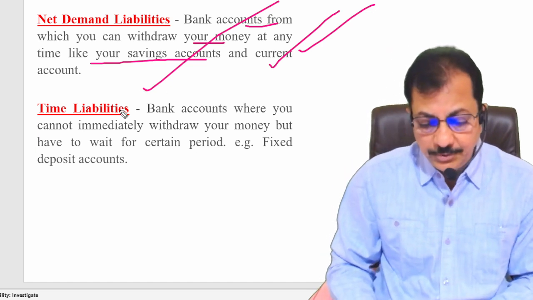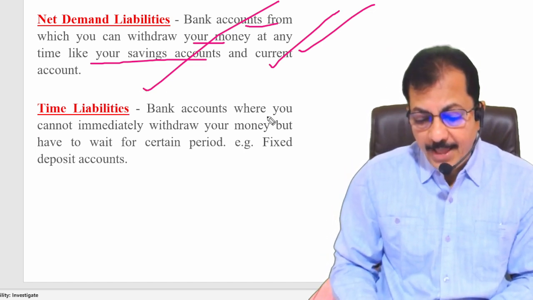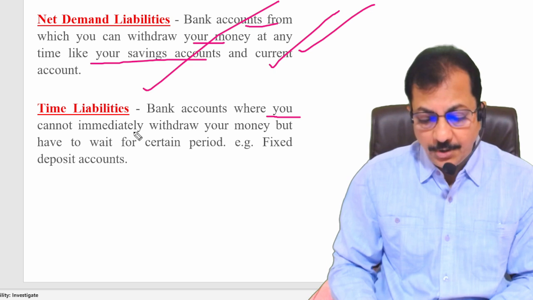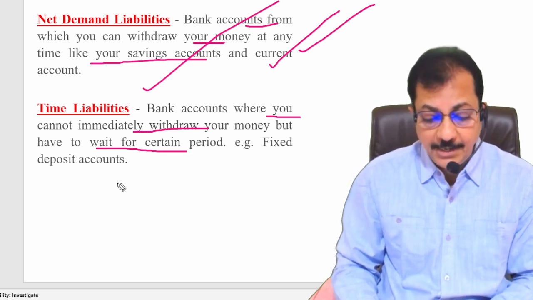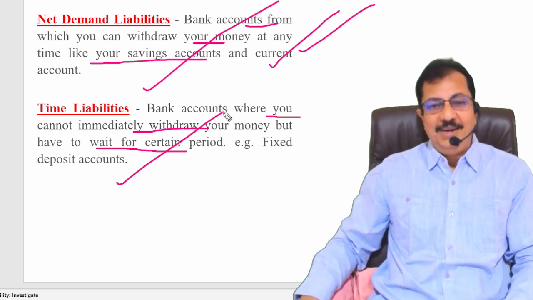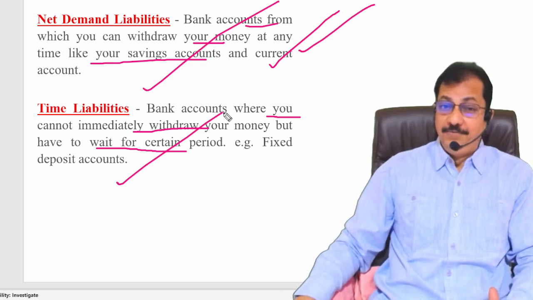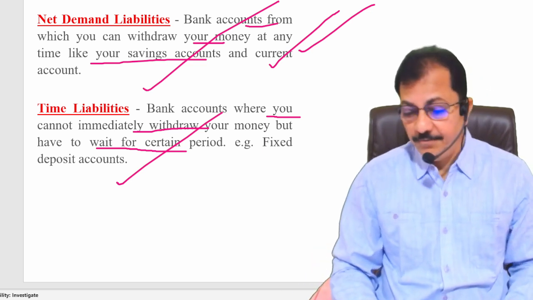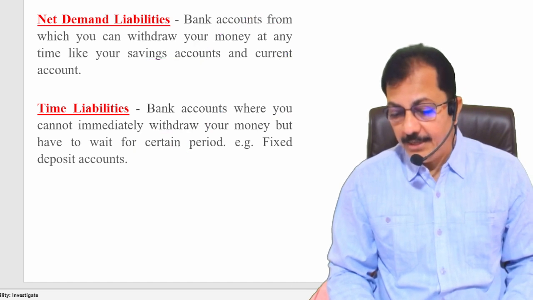But when it comes to time liability, bank accounts where you cannot immediately withdraw your money, but have to wait for a certain period, that is called a time liability. Hope you got the difference, right? Please write it down very clearly and carefully.